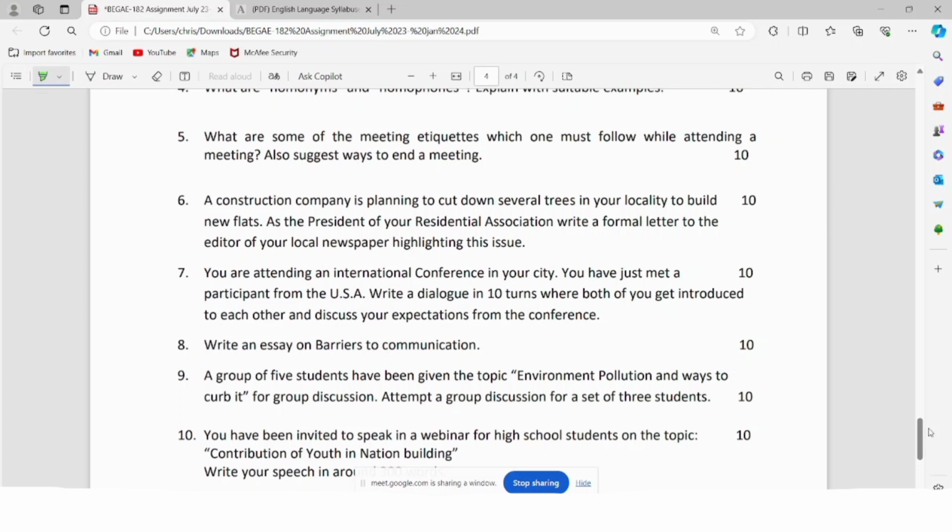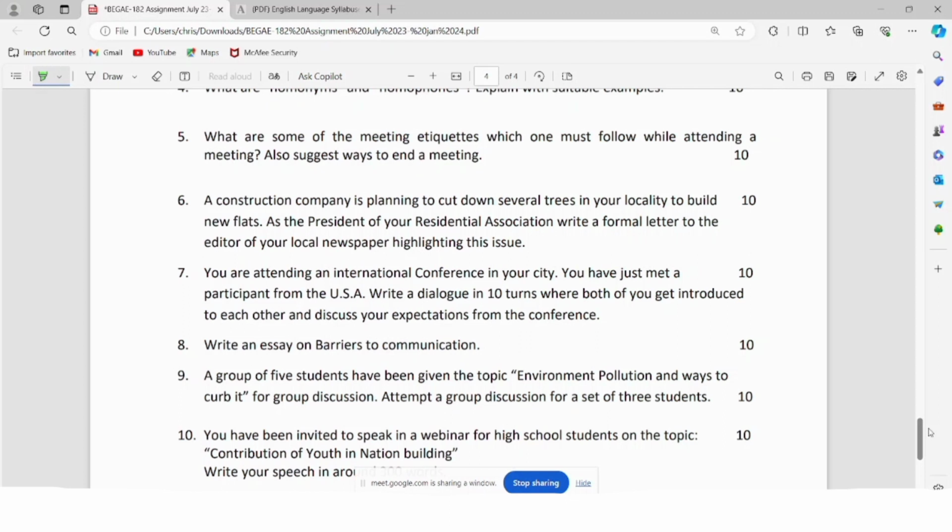You have sample formal letters as part of Unit 4 of Block 3. You can refer to that before writing this answer. So moving on to question number 7. That also seemed to be a practical application question. So question 7 is as follows.